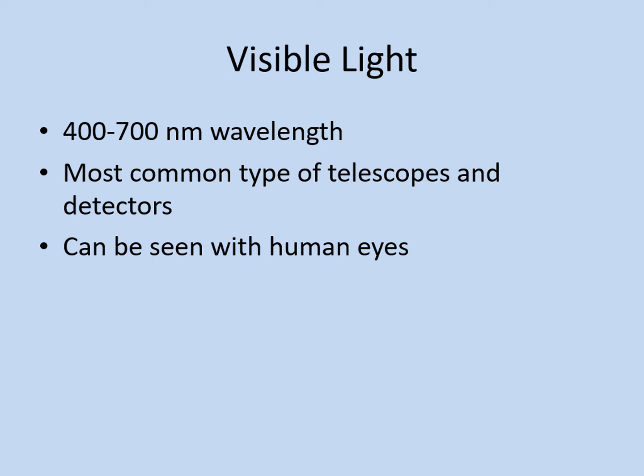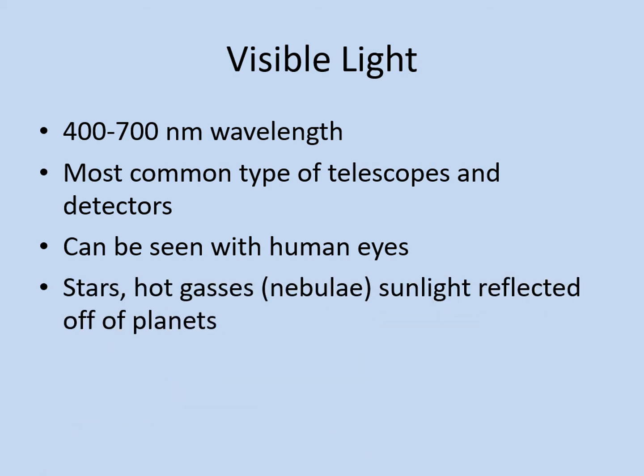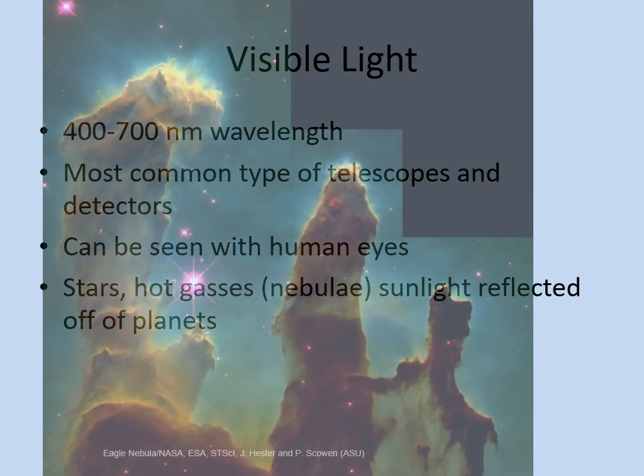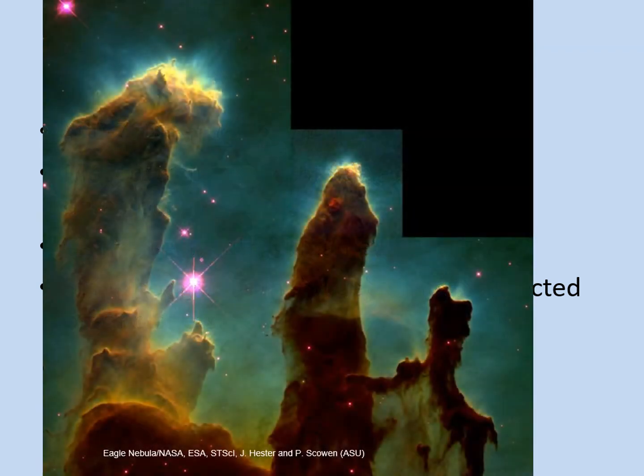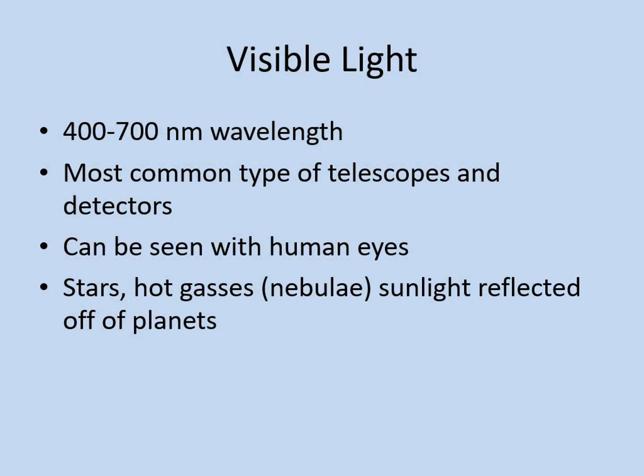The image of the astronomer poking his or her eye up to a giant telescope to peer into the sky hasn't been very realistic for almost a century now. So what do we see when we look at the sky using visible light? Of course, stars are obvious, including our own sun. We also see glowing clouds of hot gas. We call these nebulae. Finally, we see sunlight or starlight reflected off of cooler objects like planets. Much of planetary astronomy is done using this reflected sunlight.